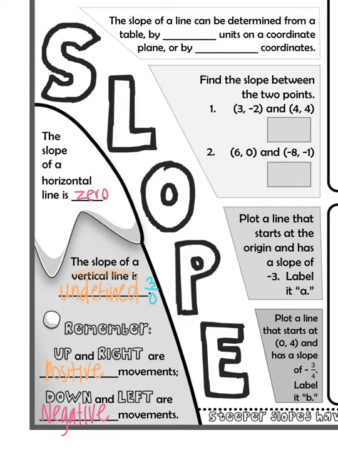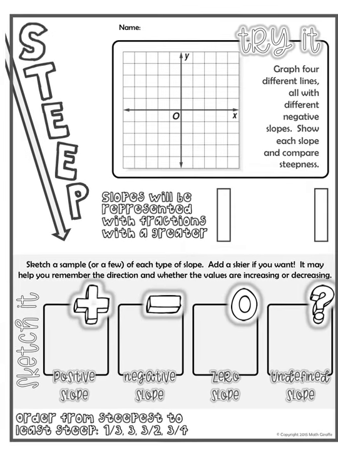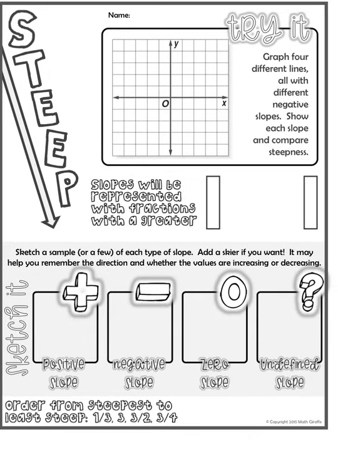Okay, so then you're going to flip to the back. So what you're going to do, we're going to actually go down here first, and you're going to sketch a sample or a few of each type of slope. So make sure you do a sample of each slope. If you would like, you can add a skier, and then I'm going to have the play pause at pause, and then we'll go over some of the values.